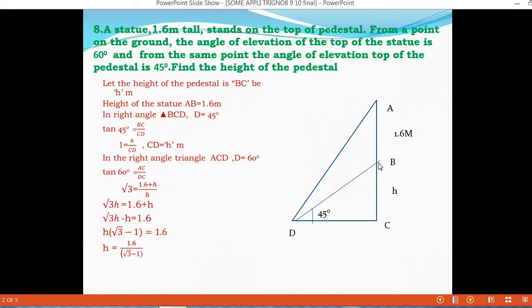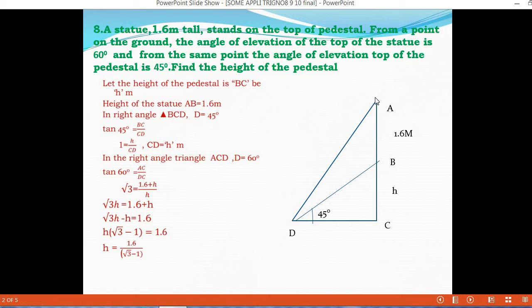Now let us take the triangle BCD, angle D is 45 degrees. We can take tan 45 degrees, which is equal to the opposite side BC divided by the adjacent side CD. Therefore tan 45 is equal to 1, which is equal to H divided by CD. Therefore H is equal to CD, or CD is equal to H meter.